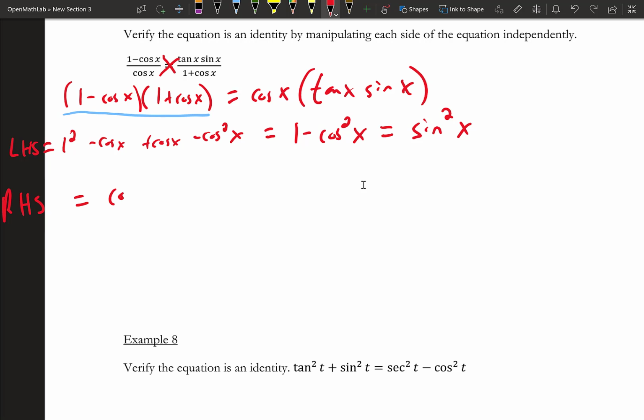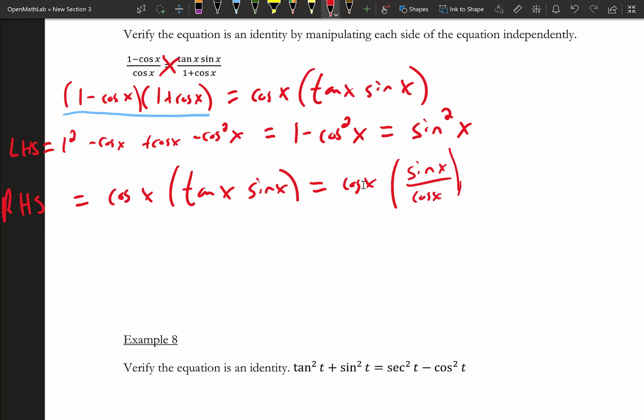The right-hand side is cosine x times tan x times sine x. I want to try to make it look like the left-hand side, which is just sine squared x. So this would be equal to cosine x times, tangent I can rewrite as sine x over cosine x, and then times sine x. The cosine x's will cancel each other out, right? So what we're left with is sine x times sine x, which is sine squared x.